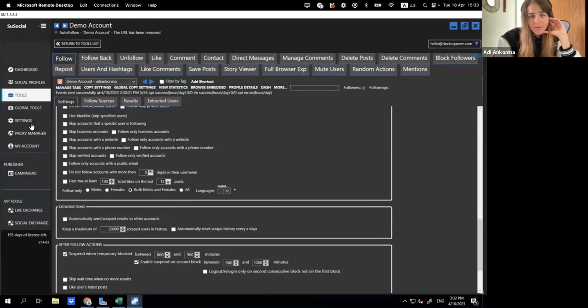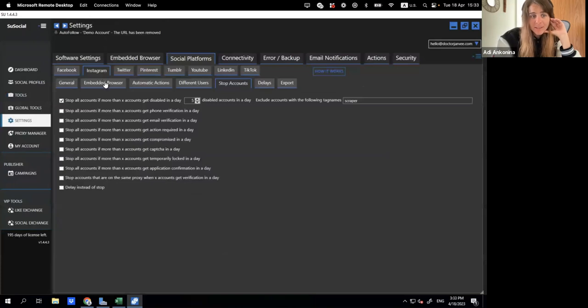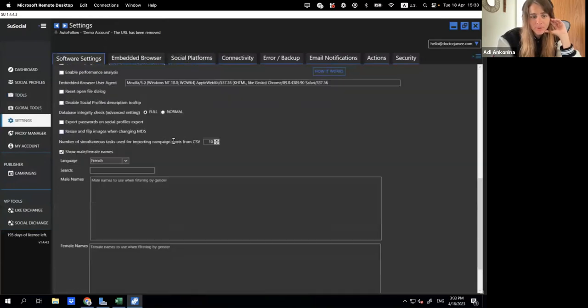language. And if, let's say, you want to change that, let's say you want French people, you need to go to software settings, show male and female names, and you need to add French and put over here male names and female names. If you need any specific names or a list of names, you can comment on YouTube or send us a message. We have many lists and we can share them with you. Then you can put them over here.